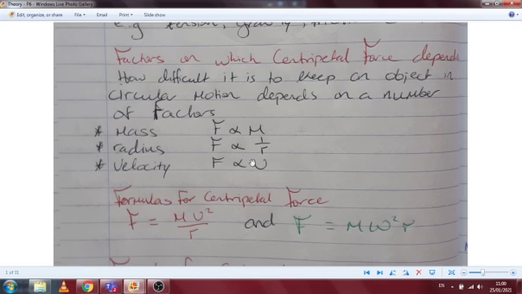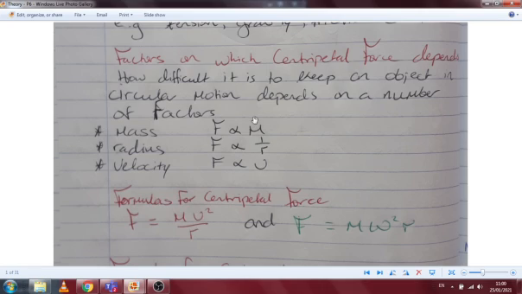And finally, the velocity. If you want to keep something moving around very quickly, you're going to need more force to keep it in that circle. And again, if you have a weight on a string, the faster you spin it, the more likely the string is to break. So the tension increases, and then it goes beyond the tension that the string can handle.